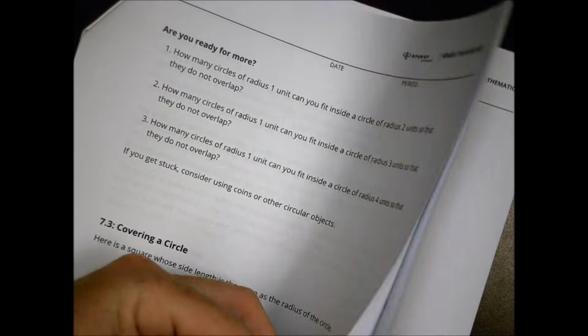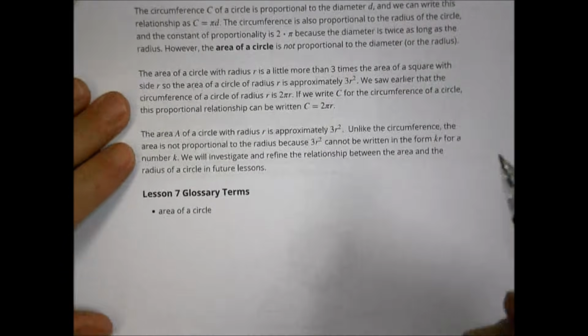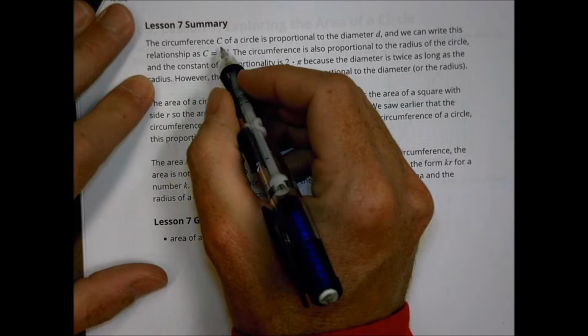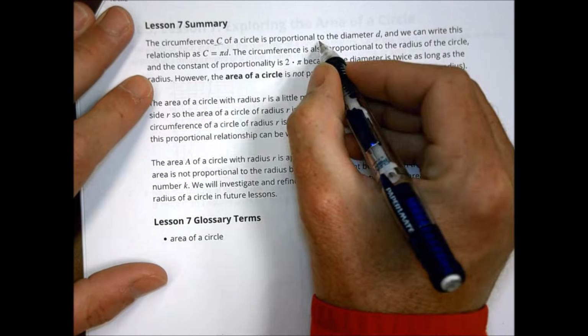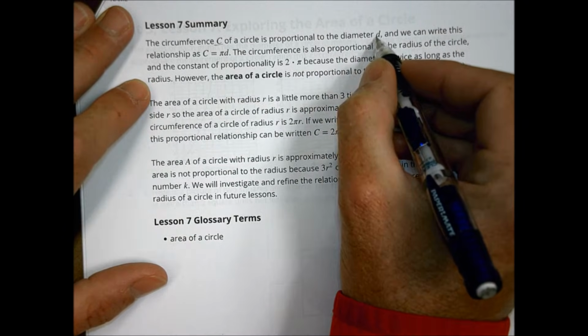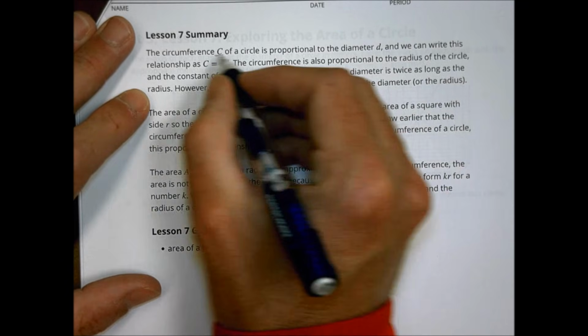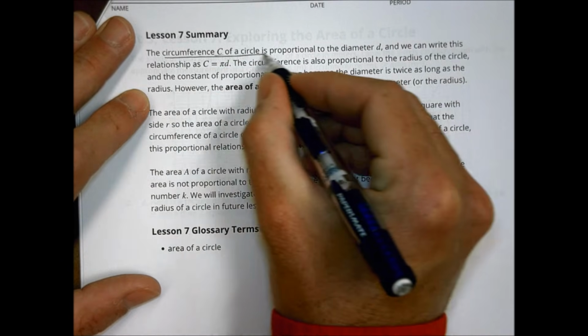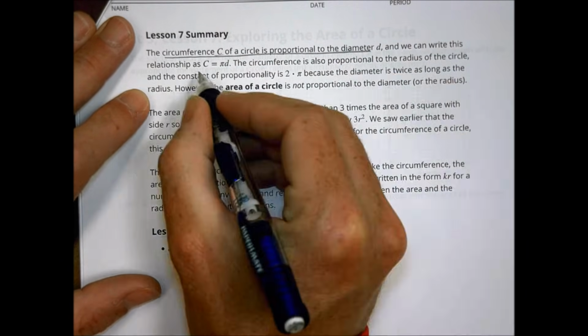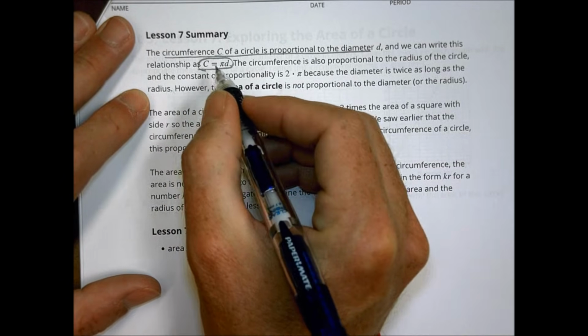And with your summary, we're going to add a little chart here that'll help you with your homework, okay? So it says the circumference C of a circle is proportional to the diameter D, and we can write this as C equals pi D. So circumference is proportional to the diameter. Got it. We got that down, no problem there.